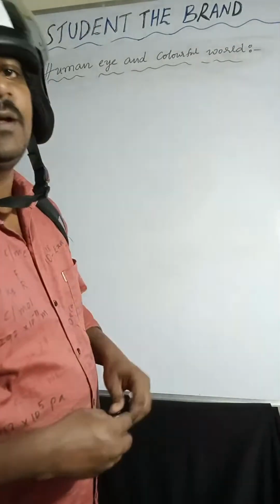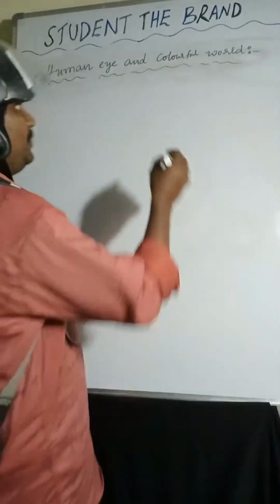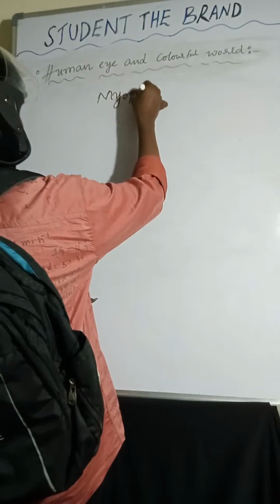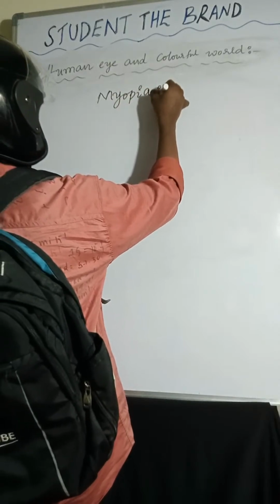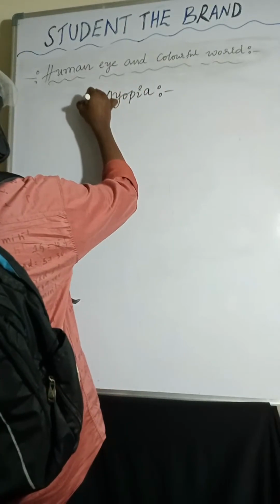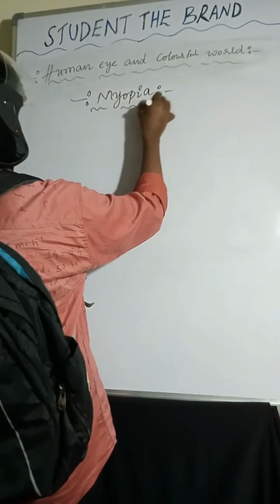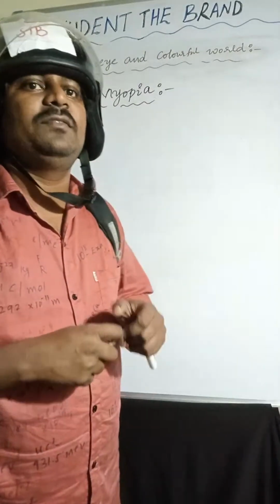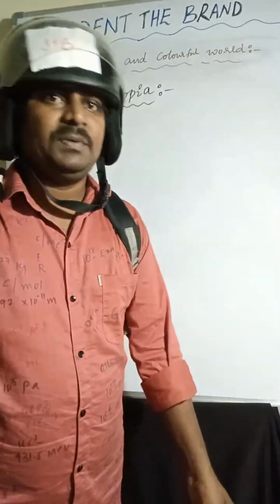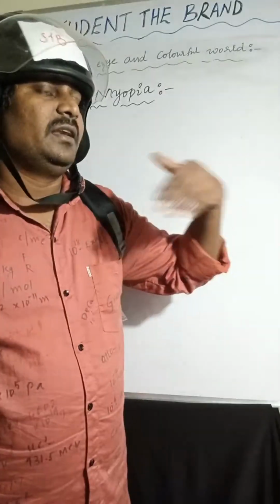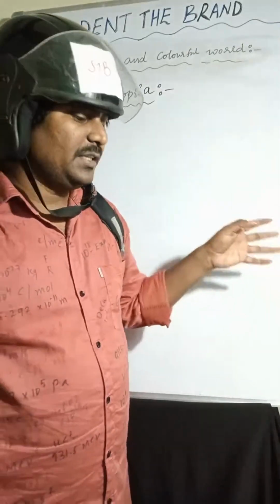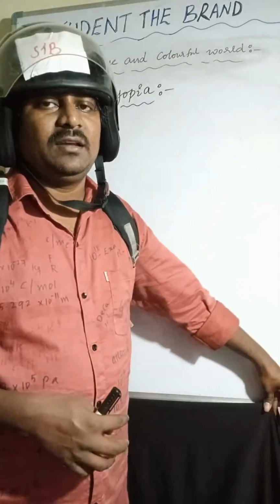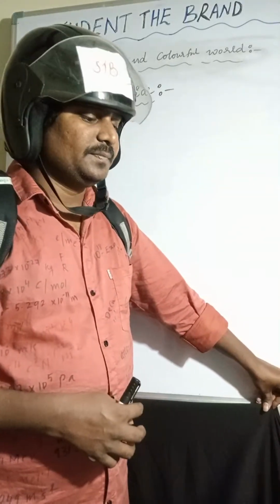Myopia and hypermetropia. In myopia, the person is able to see near distance objects but can't see far distance objects. For the correction of myopia, we are using a concave lens.